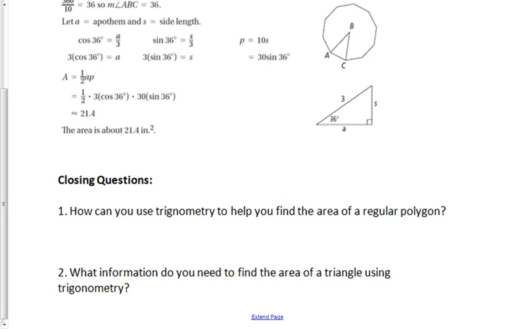And two questions to end it. How can you use trigonometry to help you find the area of a regular polygon? And what information do you need to find the area of a triangle using trigonometry? Totally depends on the triangle though, right?